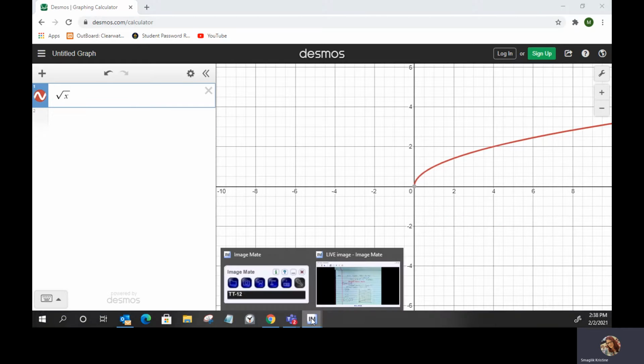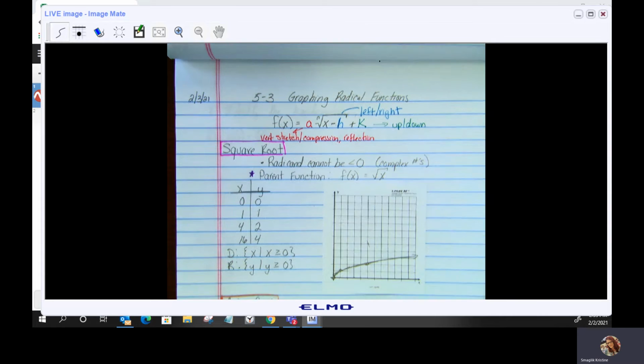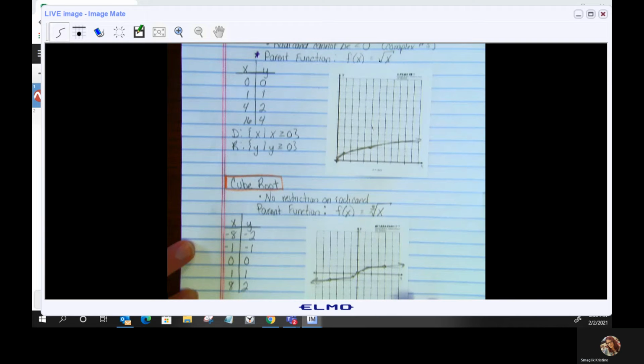Now let's take a look at cube roots. So here's your cube root. You don't have any restriction on your radicand in a cube root, and your parent function is just the cube root of x. So now when I'm doing my table of values, again, I choose perfect cubes, and here I can go into negative numbers. So the cube root of -8 is -2, cube root of -1 is -1, etc. Again, a very rough sketch of the cube root function. Let's take a look at Desmos.